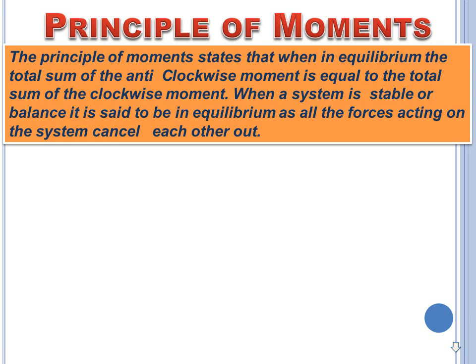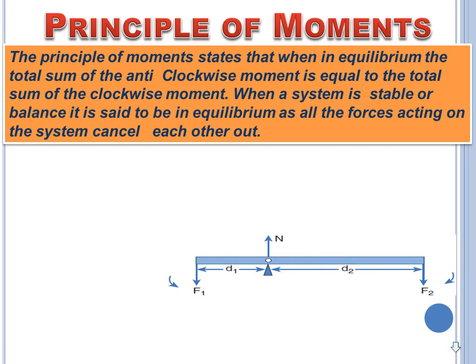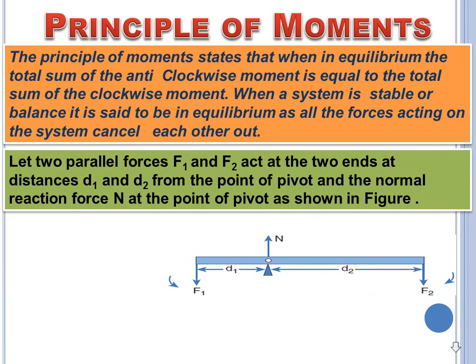Now, consider a light rod of negligible mass which is pivoted at a point along its length. Let two parallel forces F1 and F2 act at the ends at distances d1 and d2 from the point of pivot. This is the point of pivot, and the normal reaction force N acts at the point of pivot as shown in the figure.